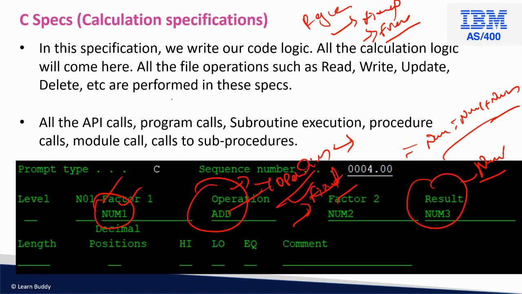All the calculation logic will come here, and the file operations like read and write. We discussed in the previous slide, right? In the F specification we usually define the files, and why are we defining the files? We wanted to process some data. The file might have some data, and we wanted to read it, write some logic, and based on that do some further business validations. To read, update and write on your file, you should go with the C specification only.